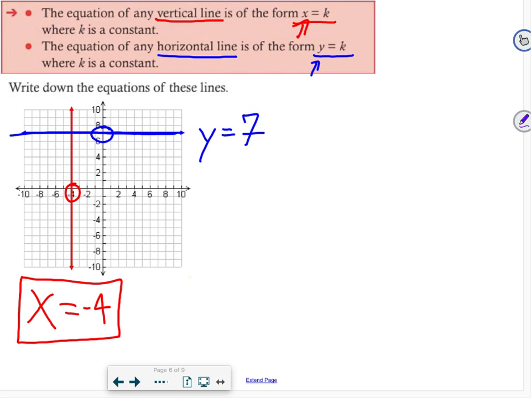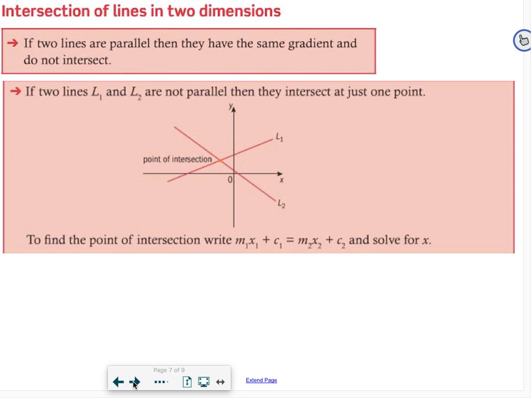Okay. Our last concept here is understanding that lines are always going to intersect. The only time we have lines that don't intersect is if they are parallel. So in order to find two lines that intersect, what we are going to do is put them into the y equals mx plus c form, and then set them equal to each other, and then solve it out algebraically. So let's look at our last example here.